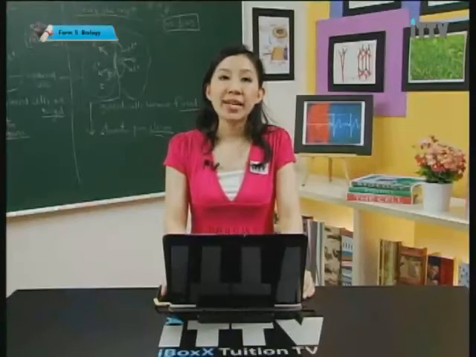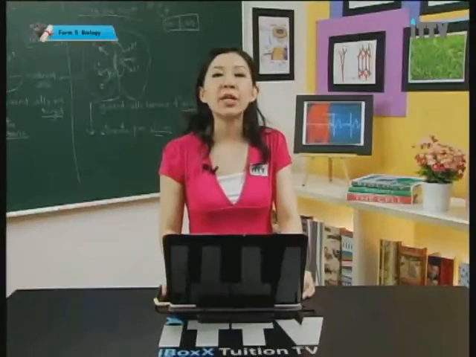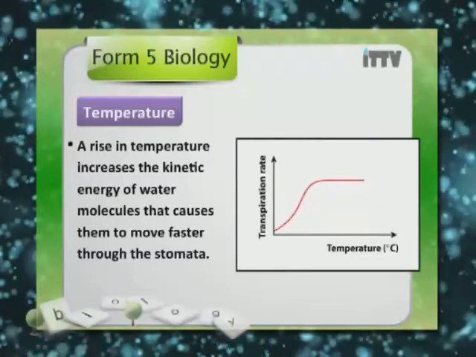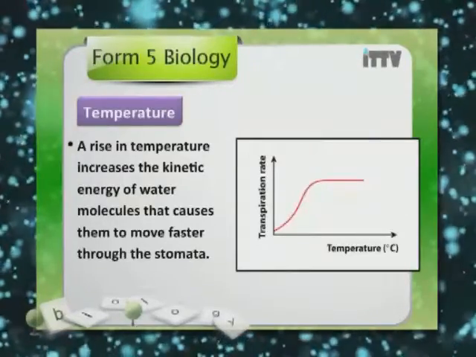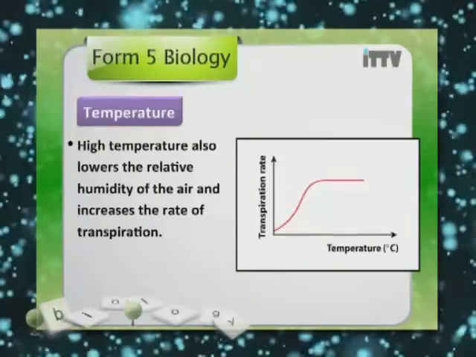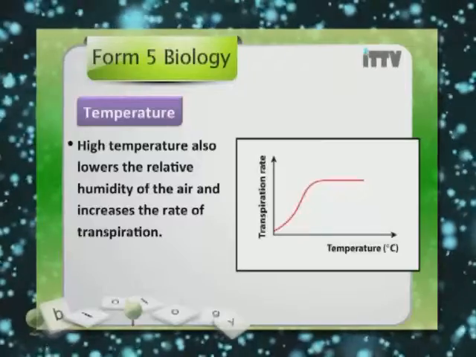Now let's look at the second factor that affects transpiration rate, that would be temperature. A rise in temperature increases the kinetic energy of water molecules that causes them to move faster through the stomata. High temperature also lowers the relative humidity of the air and increases the rate of transpiration.